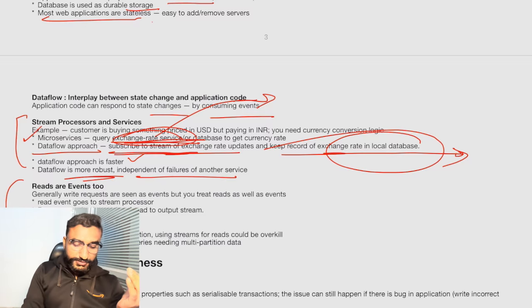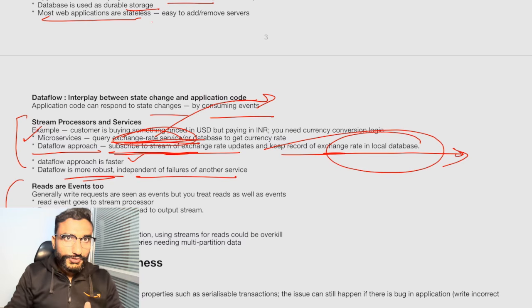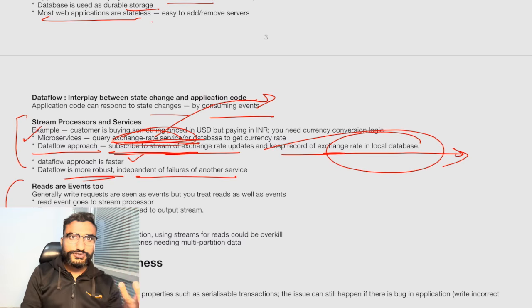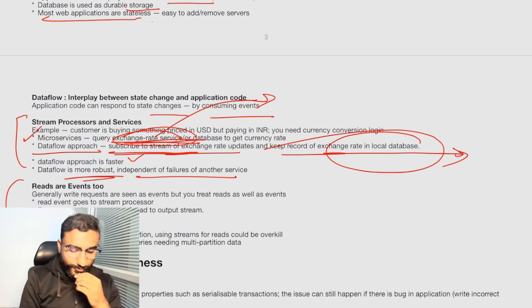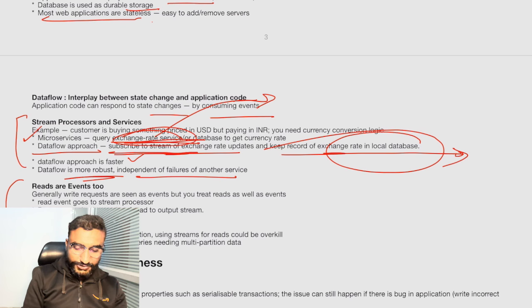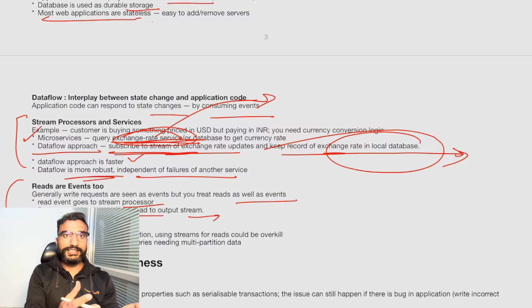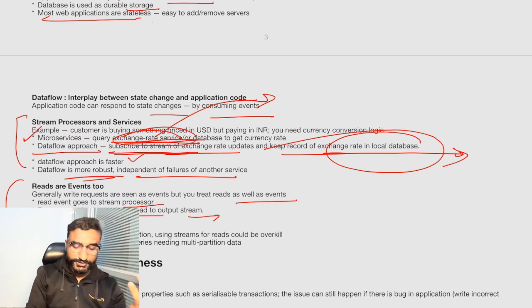Moving to another topic: reads are events too. You can also treat reads as events, when it makes sense, sending read requests as events and responding through the stream processor as the output. Generally write requests are seen as events, but you can treat reads as events as well. The read event goes to a stream processor saying this is my read request, and then the processor emits the result to the output stream. So you have the data for this read request, basically a read event.